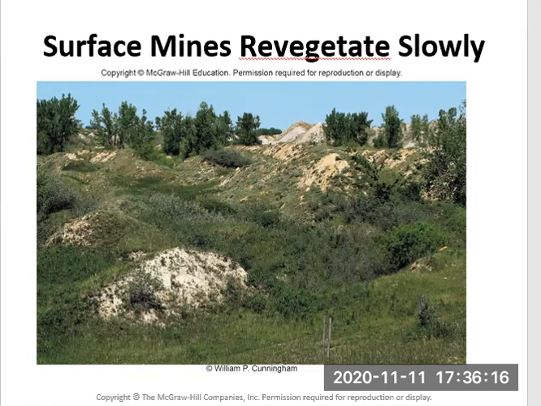Here in this figure, you can see this surface coal mine in Saskatchewan that was abandoned a century ago. Plants are slowly vegetating the waste rock piles, but the land has little economic or biological value.